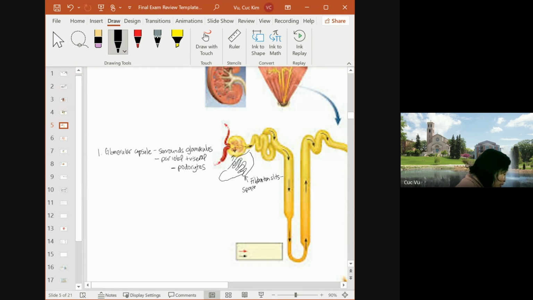It's space for the blood to move from the glomerulus into the glomerular capsule. Okay, I'm going to show you a better picture of that.